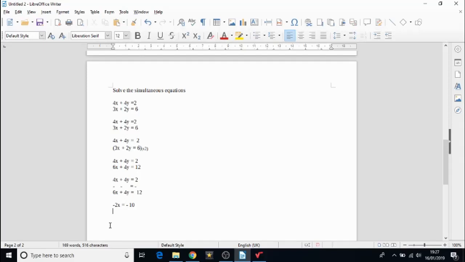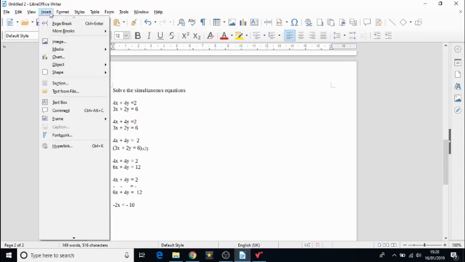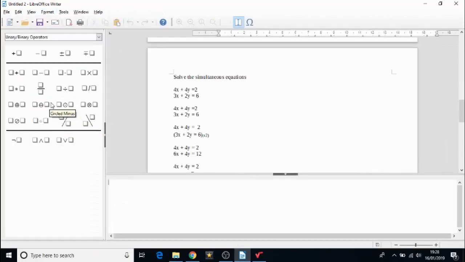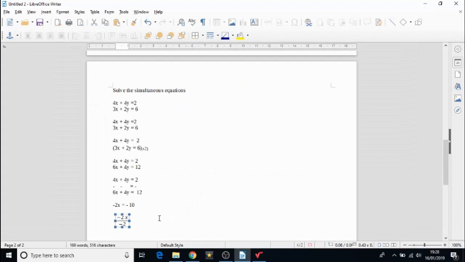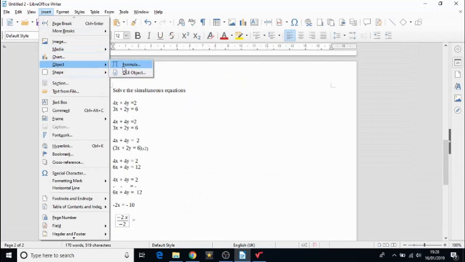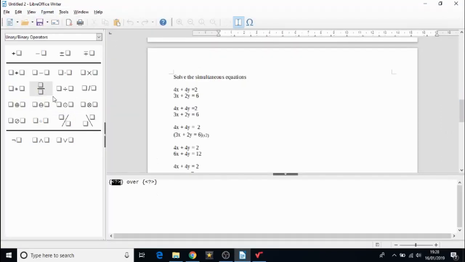We want to work out what x is. So we want to get x on its own. So we're going to divide minus 2x by minus 2 to get x on its own. And whatever you do to the left hand side, you must also do to the right hand side. So you not only divide minus 2x by minus 2 to get x on its own, you also divide the minus 10 by minus 2.